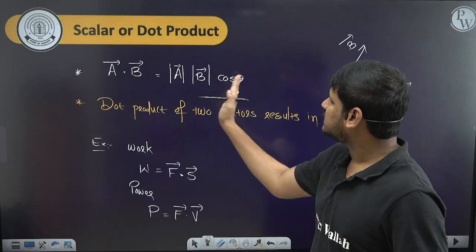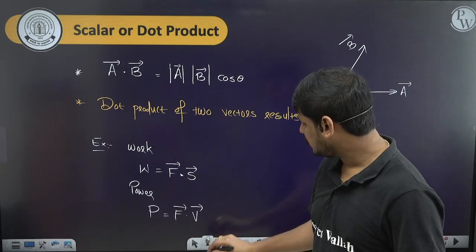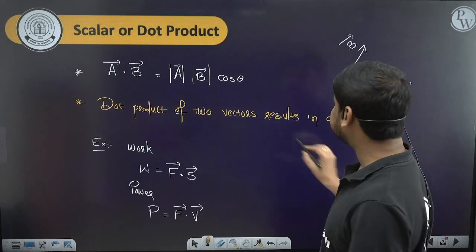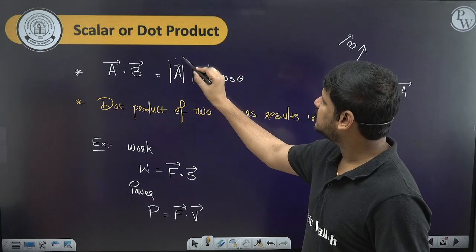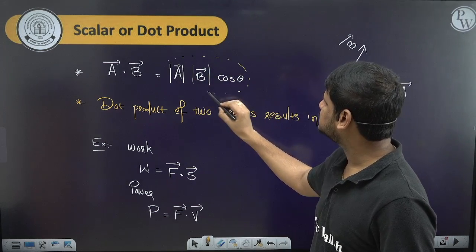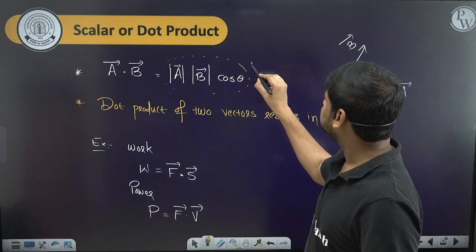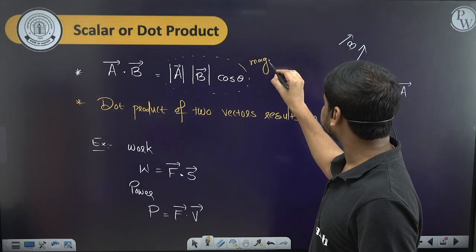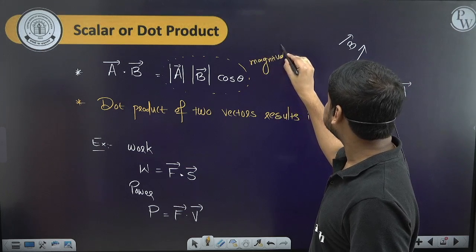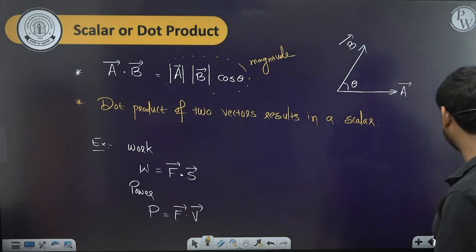So the dot product is represented like this. It will not have any direction; this whole thing is a magnitude only, because it's a scalar. Understood? Basic? Let's move further.